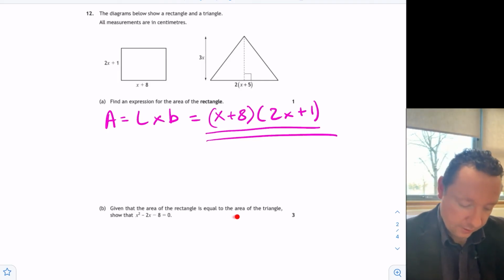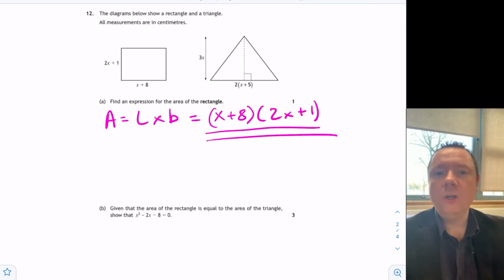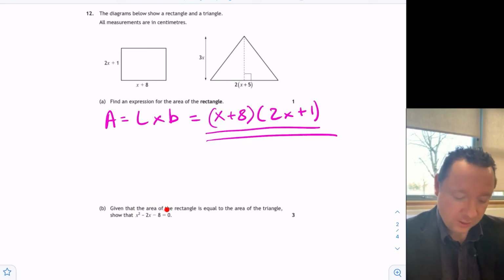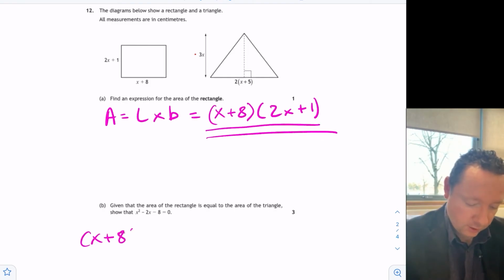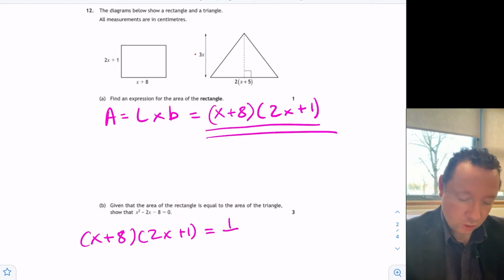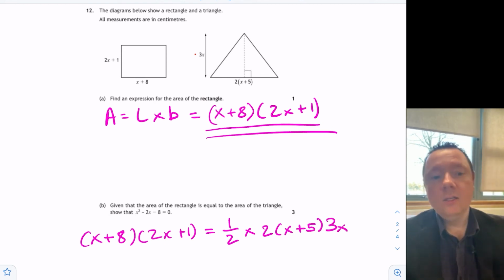Part B, given that the area of a rectangle equals the area of a triangle, show that this. Now, we'll try to get there, but we don't know how to get there. But it does say area of rectangle equals area of triangle. So we know the area of a rectangle is (x + 8)(2x + 1). And that equals the area of a triangle. Well, a triangle is half times the base, 2x + 5, times the height, 3x. So we can write them equal to each other.